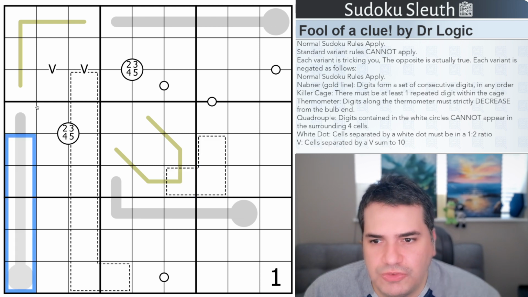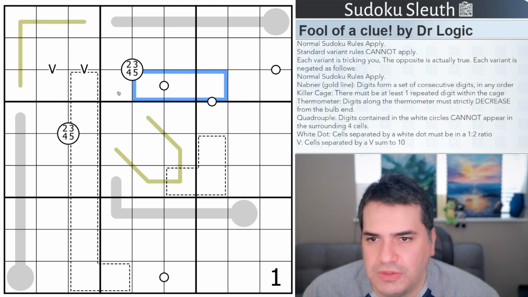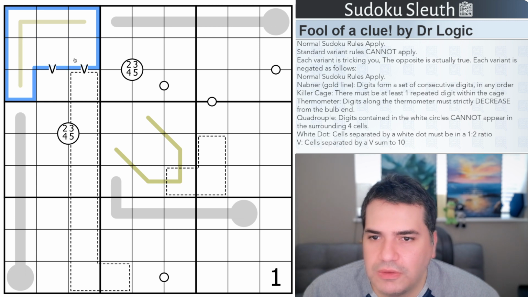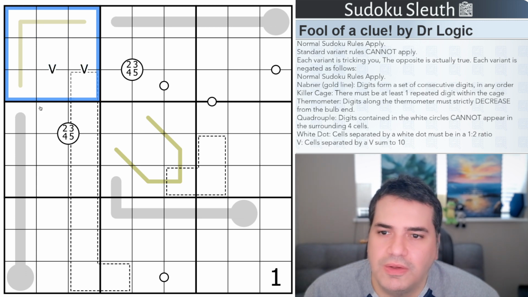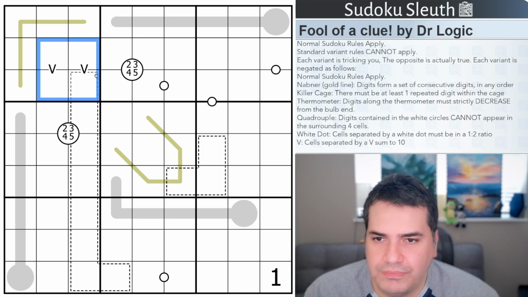The thermometers, they're 6-cell thermometers, so there's still quite a few degrees of freedom. 3 degrees of freedom, so not the place to go. And we don't have any 3 cells that are consecutive with white dots. So really the only place that I'm thinking of is essentially box 1, and I'll explain why that is the case. These 2 cells add up to 10. These 2 cells add up to 10 again.